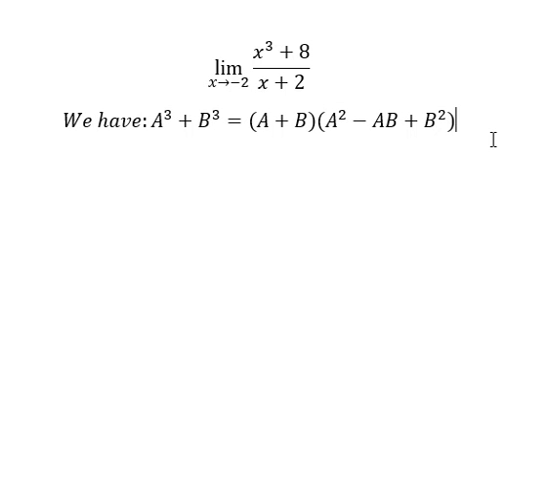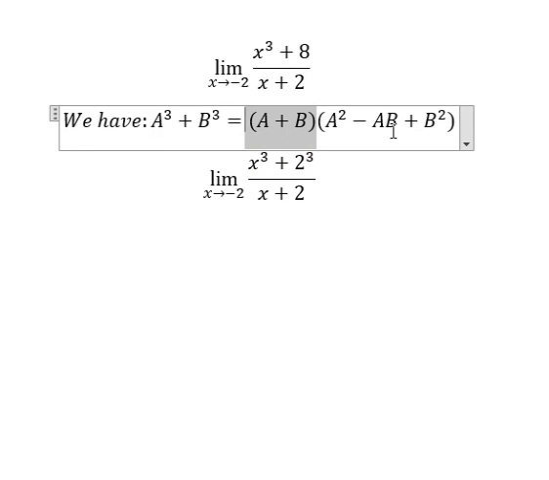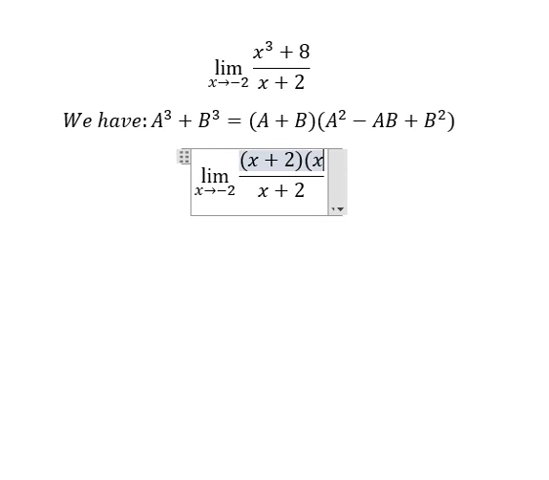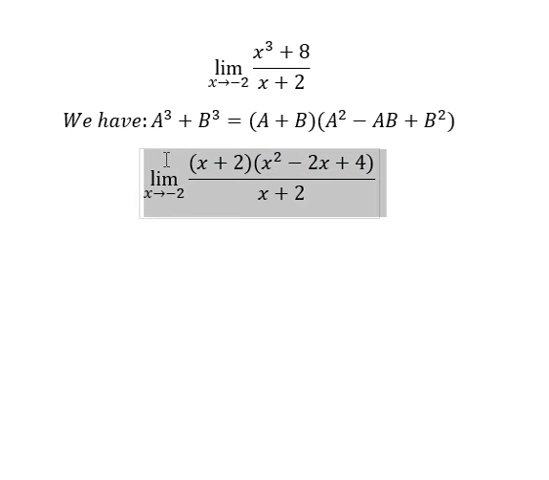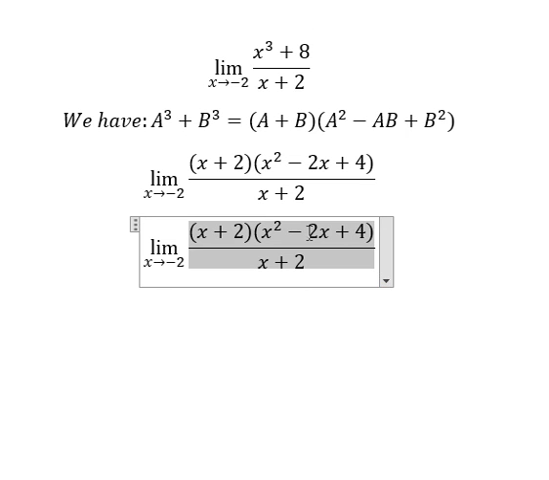So number 8, that is about number 2 to the power of 3. Now we need to transform this one into this one, and we have it like this. So we need to simplify x plus 2 in the numerator and denominator. So we have it like this.